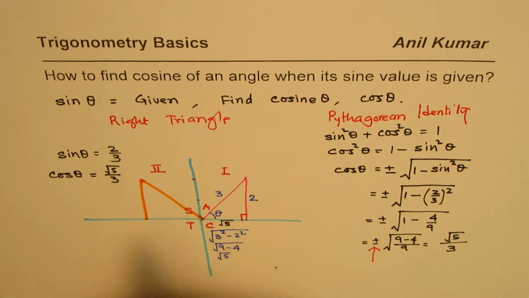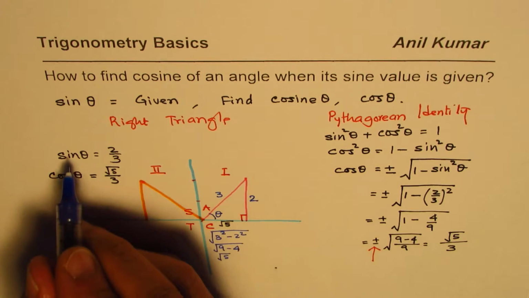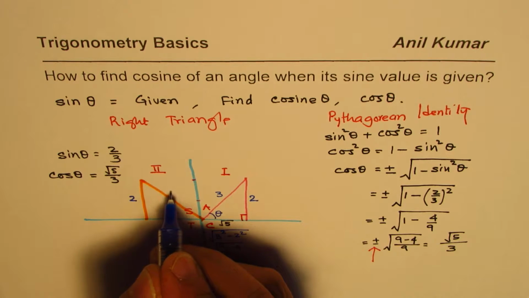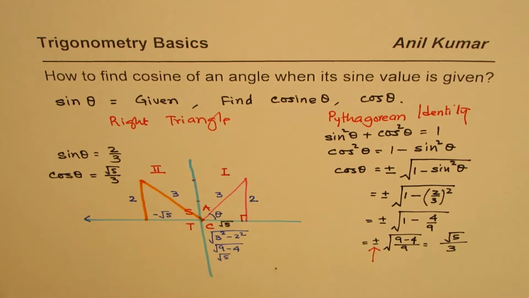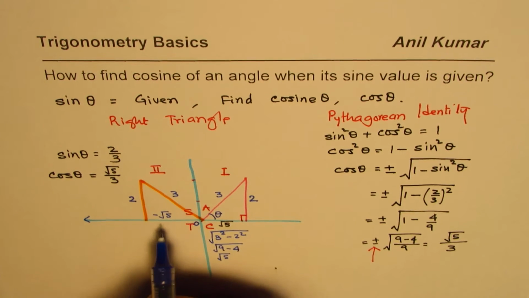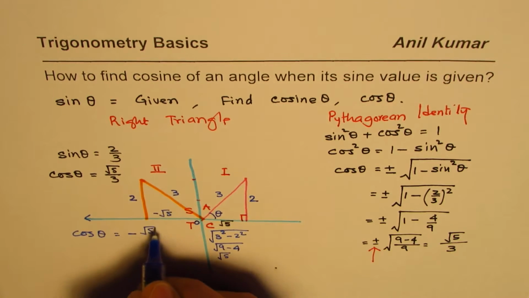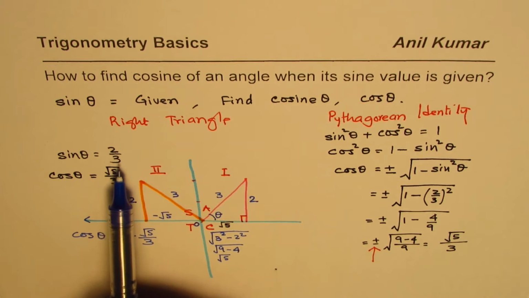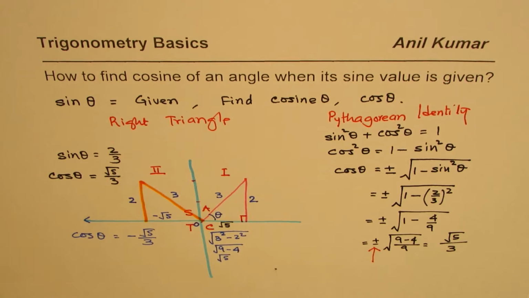And in that case, what happens? Look here, same triangle reflected. So we have sine value as 2 over 3. That means opposite side over the hypotenuse. Adjacent side is square root of 5, but negative this time because it is towards the negative side, left side of origin. So from here you get cos theta equals negative square root 5 over 3. Do you see that? So if I am given sine theta value, then I am expecting two values for cosine theta, not just one as we wrote.